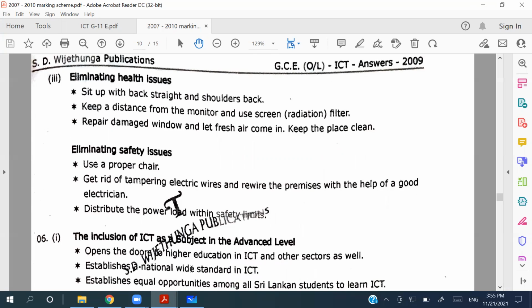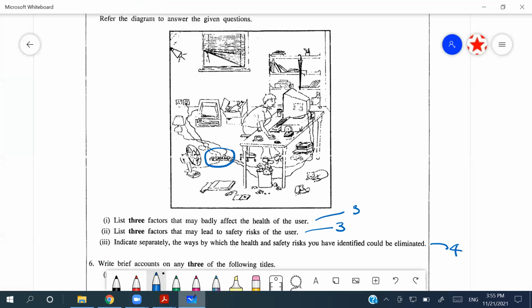So those can be taken as the things that you can do to eliminate the issues which you have mentioned. So for that, if all 6 are illustrated, you will be taking 4 marks. And if anything goes wrong, reduce 1 mark from that.